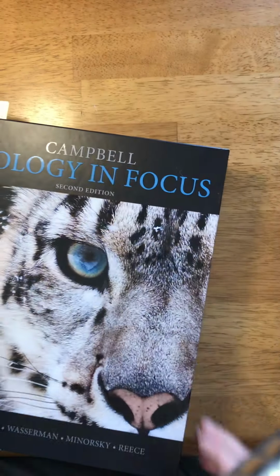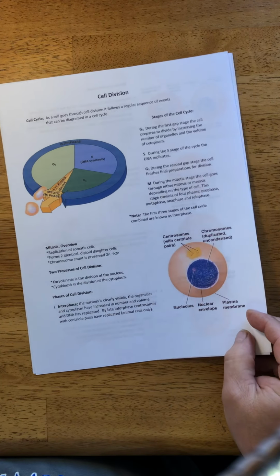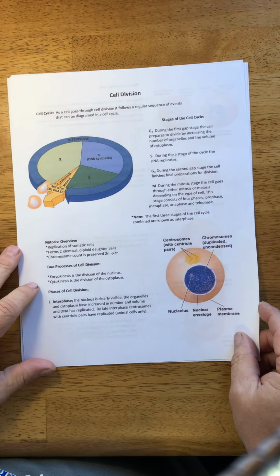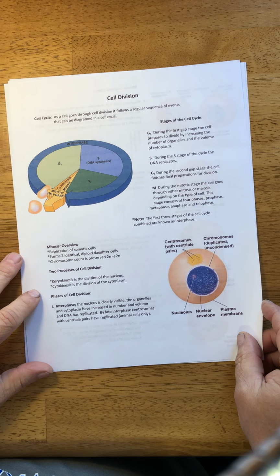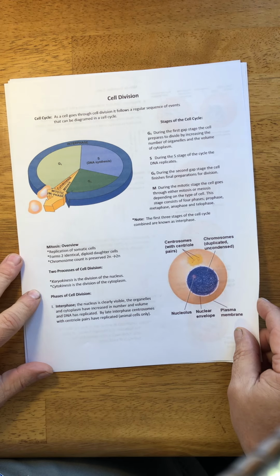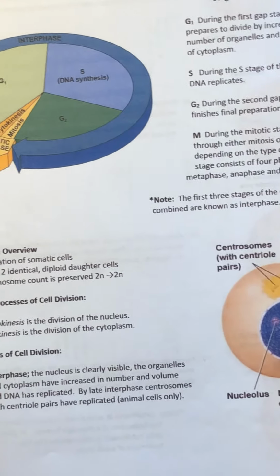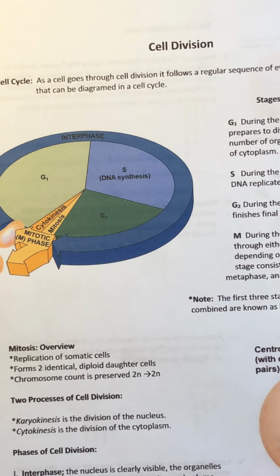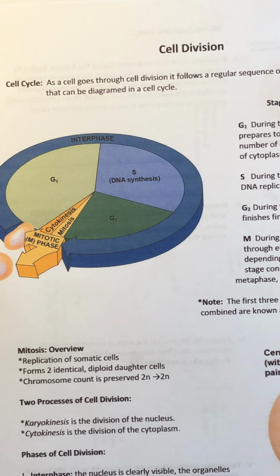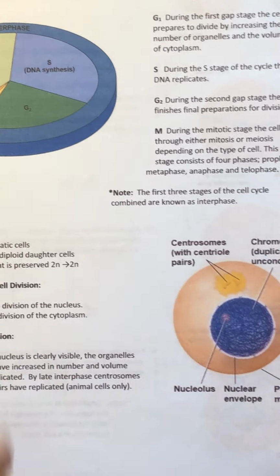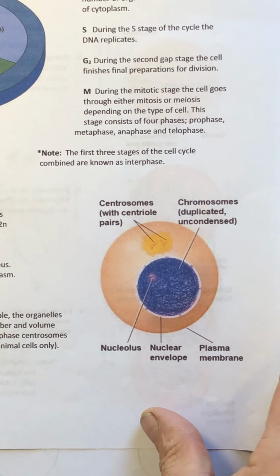There are some diagrams in Canvas to help you with this. Under Unit 4 in Canvas, there are some handouts, labeled cell cycle handout and cell division diagrams. The first one looks like this, basically the same diagram that you find in your textbook. And then here is a series of the phases of mitosis.